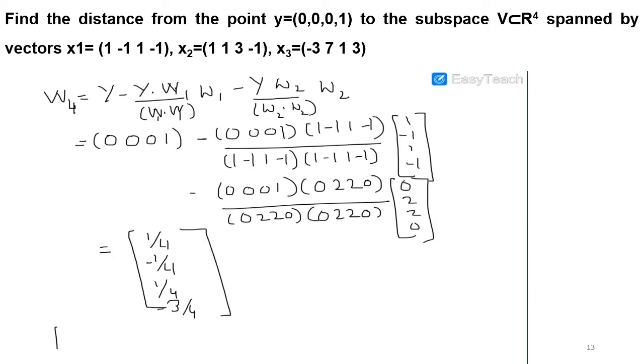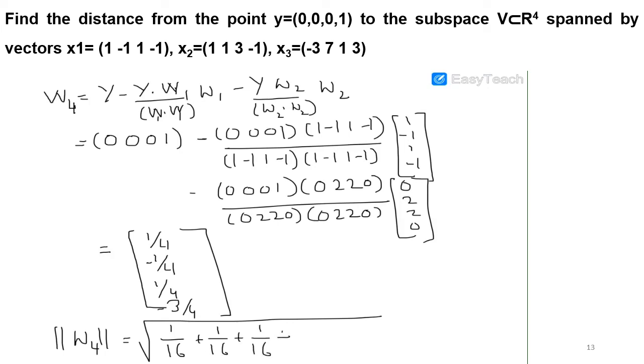So if you find the length of this W4, you will get the distance, that is the square root of 1 by 16, 1 by 16, 1 by 16, 9 by 16. So we get this as root of 12 by 16, that gives you 3 by 4. This is the distance.